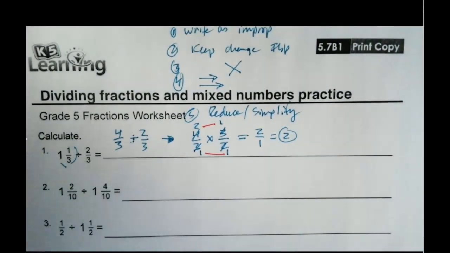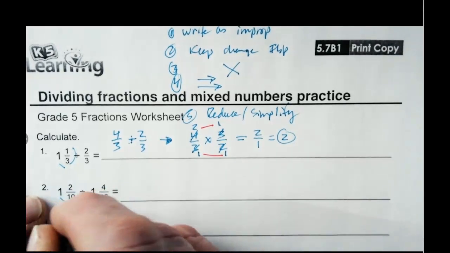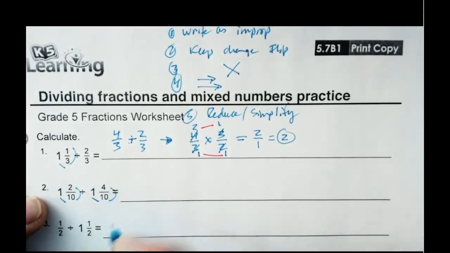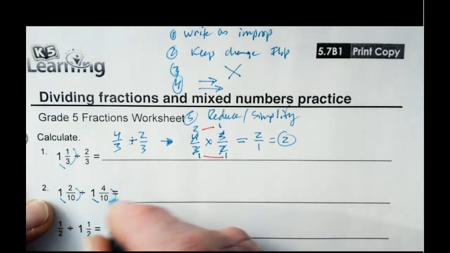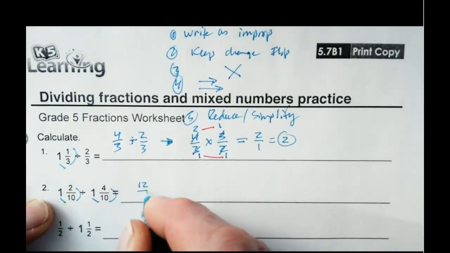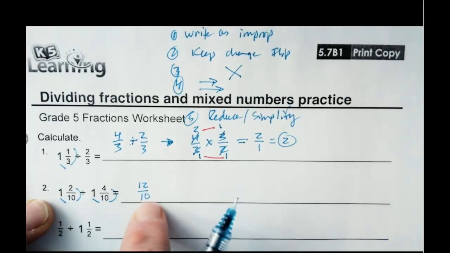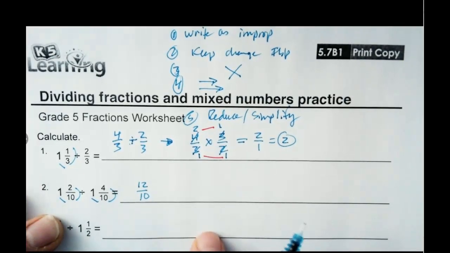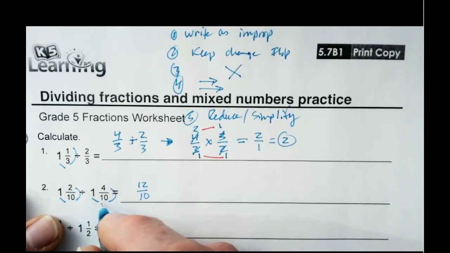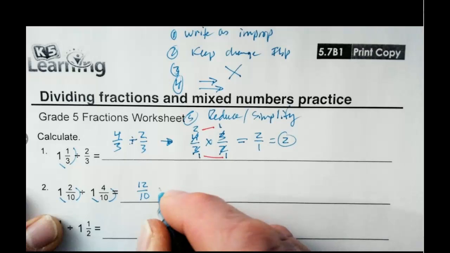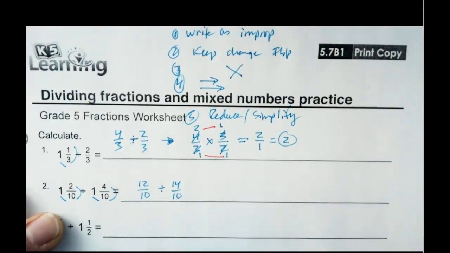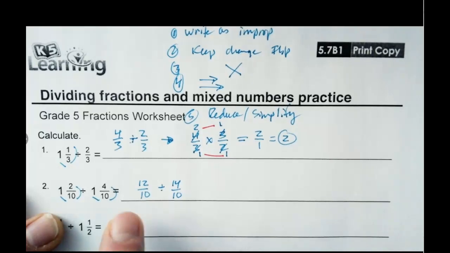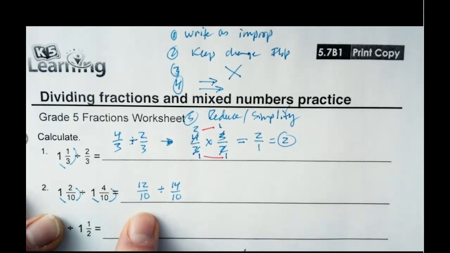So let's do this one here. This one's got 2 mixed numbers, so we're going to have to do this twice. So 1 times 10 is 10 plus 2. This is going to be 12/10. Now if I wanted to, I could divide them both by 2 now, but let's just leave it, not complicate things. 1 times 10 is 10 plus 4. This is divided by 14/10.